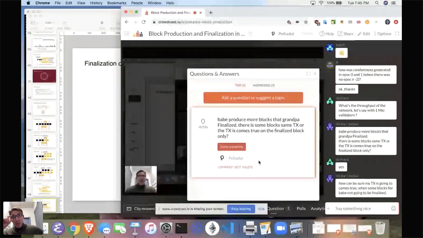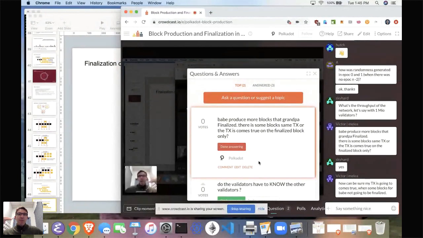So Babe produces more blocks than Grandpa finalizes. Are there some blocks with the same transaction, or does the transaction come through only in the finalized block? Well, that depends. You could have multiple transactions in different blocks before there's been finalization, but finalization should always be canonical and shouldn't conflict. So once something has been finalized, you won't see anything that conflicts with the transaction, because anything on that chain couldn't have conflicted.